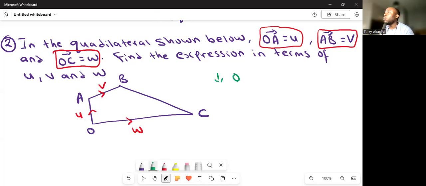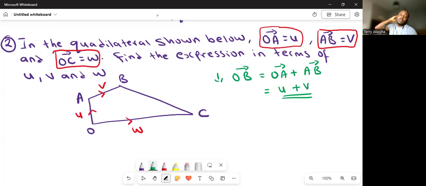So if I want to move from O to B, what will I do? So this is O to B. So that means I have to go to OA. Then after that, I have to take AB. So OA is U. Then AB is V. So the answer is going to be U plus V. Okay?